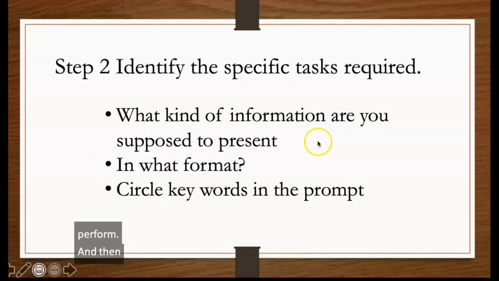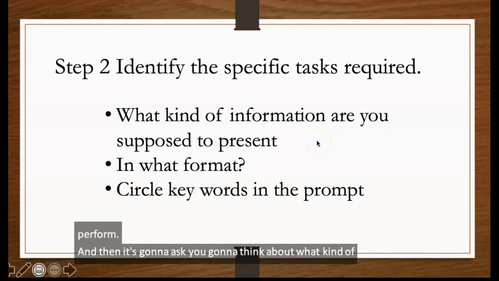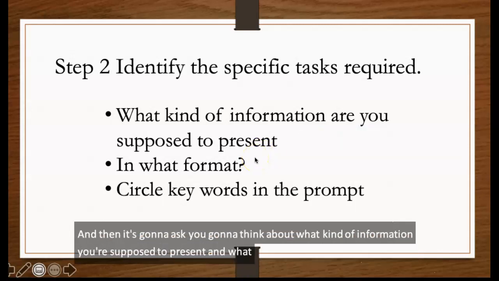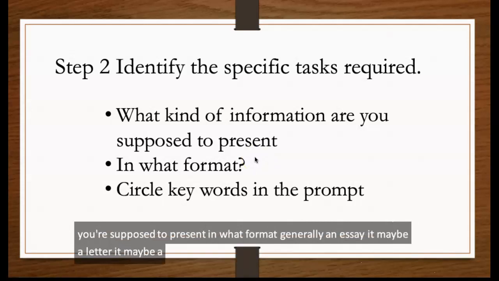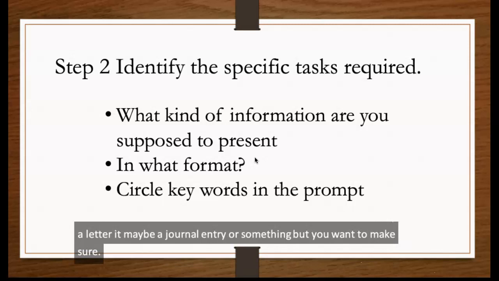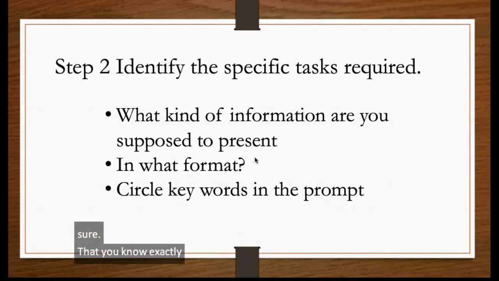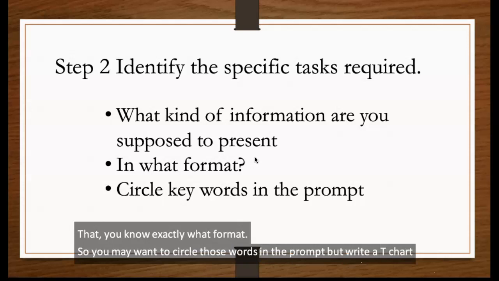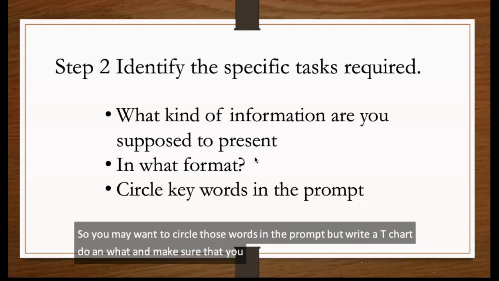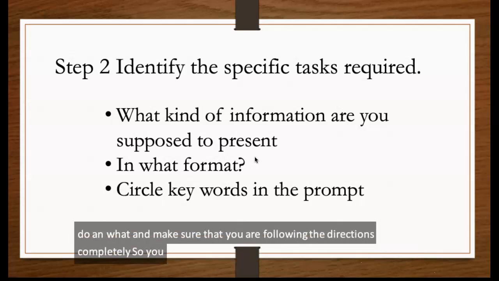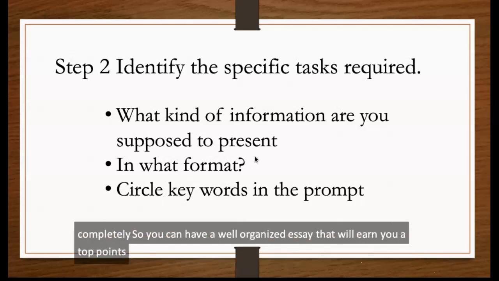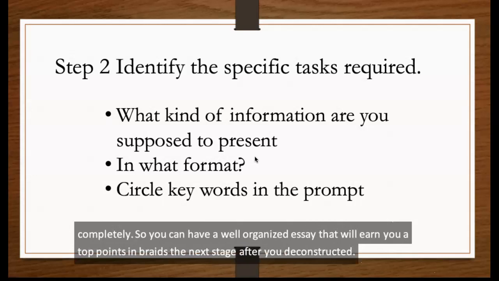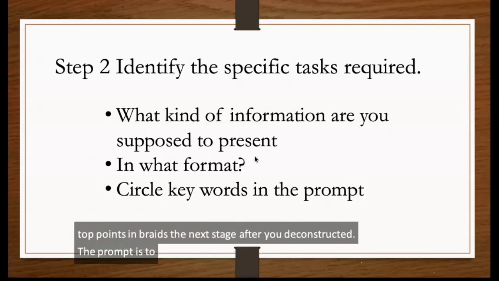And then you're going to think about what kind of information you're supposed to present, in what format. Generally an essay. It may be a letter, it may be a journal entry or something, but you want to make sure that you know exactly what format. So you may want to circle those words in the prompt, and write a T-chart, do and what, and make sure that you are following the directions completely so you can have a well-organized essay. The next stage after you've deconstructed the prompt is to brainstorm, and we'll talk about that next.